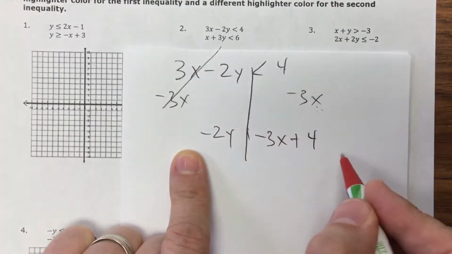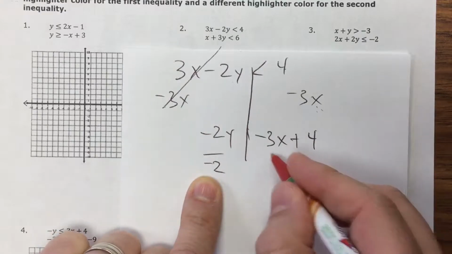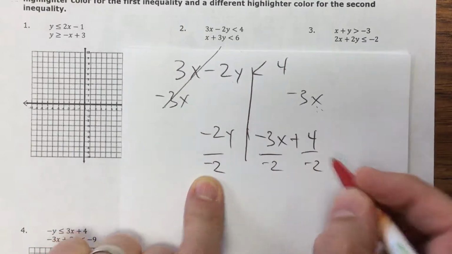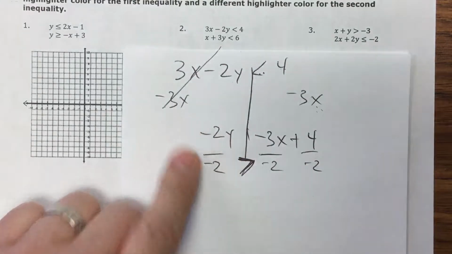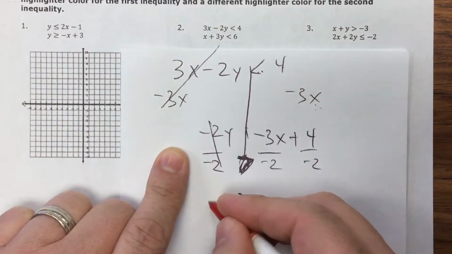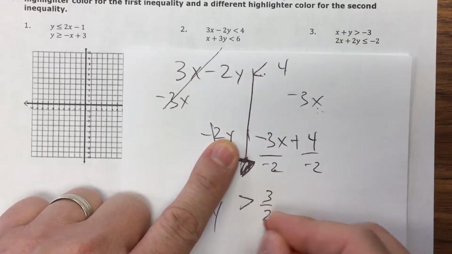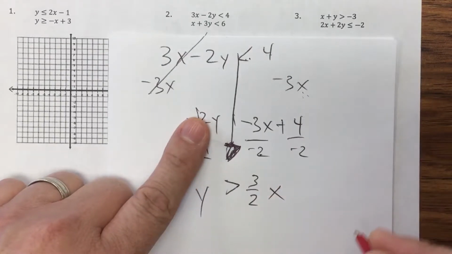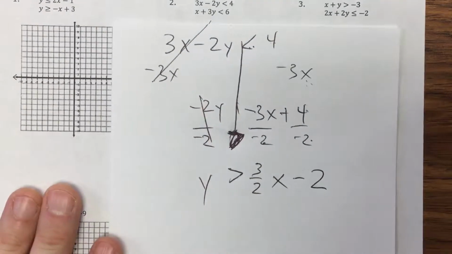I need to divide both sides by this negative 2. When I divide by a negative number, I have to remember to flip my inequality. Okay? So, not right there though, right here. So when I do that, I get y. This negative 3 divided by negative 2 gives me positive 3/2 x. 4 divided by negative 2 is a minus 2. That is my slope-intercept version of that.